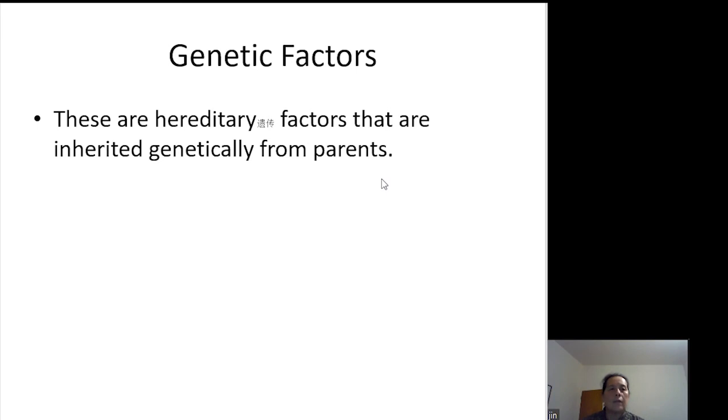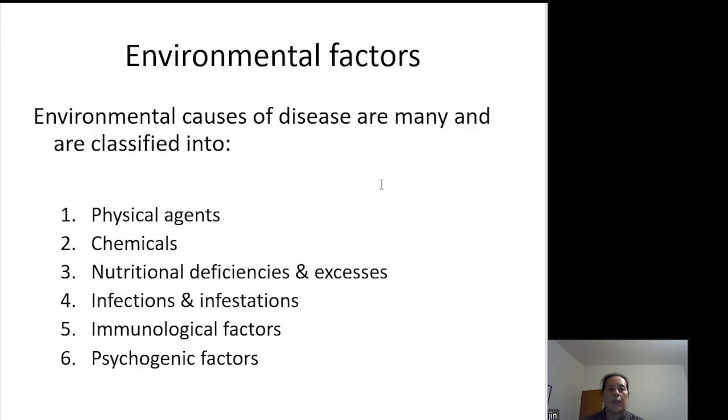So that's totally six here. We're talking about illness caused by environmental reasons. Six aspects: physical, chemical, nutrition, infections, immunity disorder, and mental disorder.